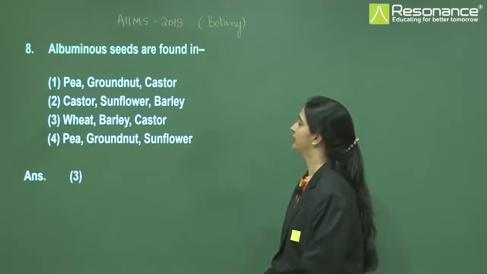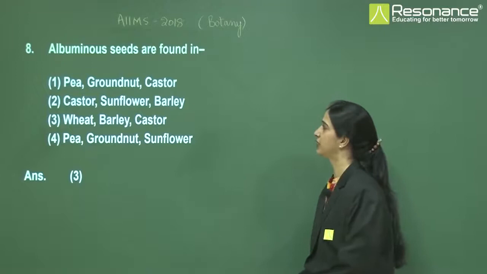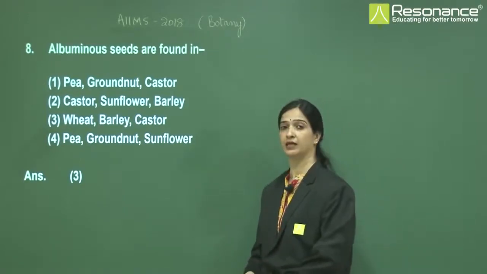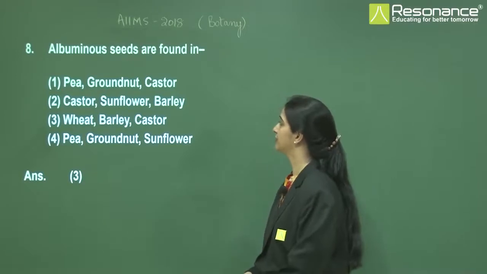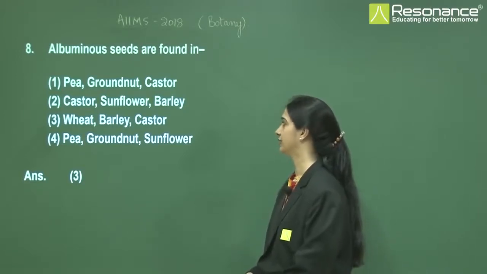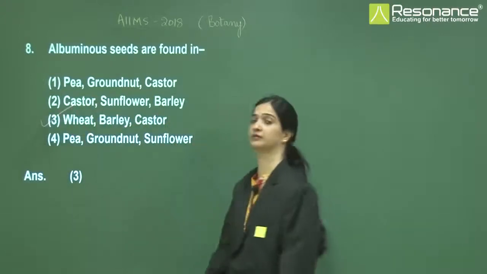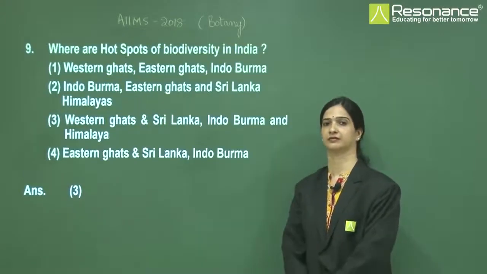So here let us go through the options. First is pea, groundnut and castor. No. Second, castor, sunflower, barley. That is also not the correct answer. Third, wheat, barley and castor. This is the correct option.